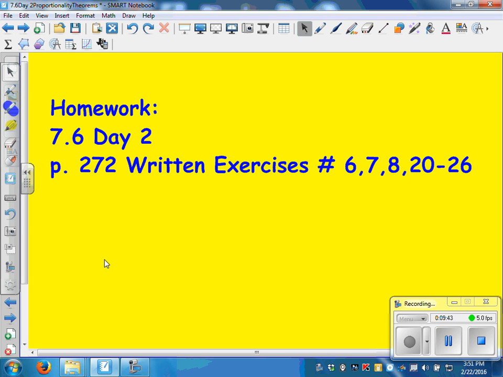Your homework for tonight, page 272, written exercises number 6, 7, 8, 20 through 26. Make sure you have this homework finished for tomorrow.